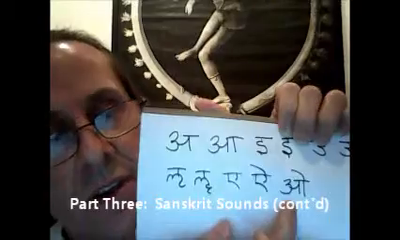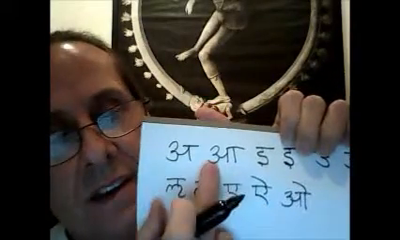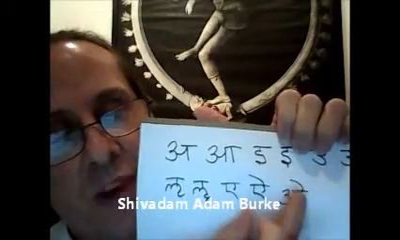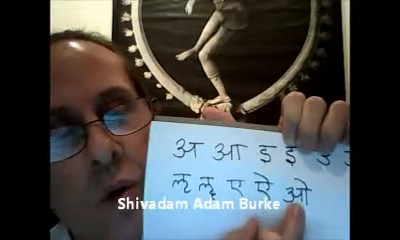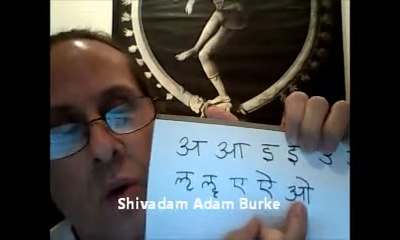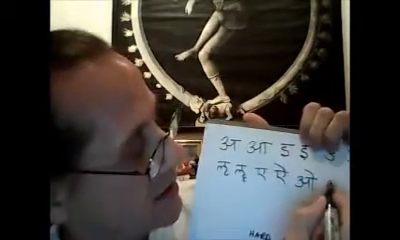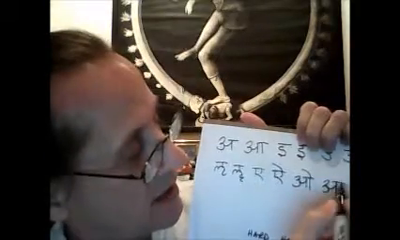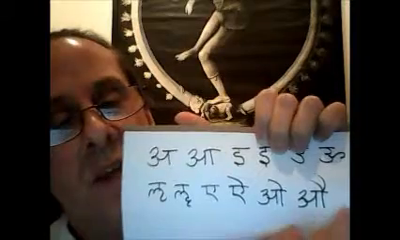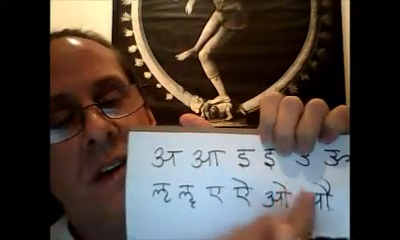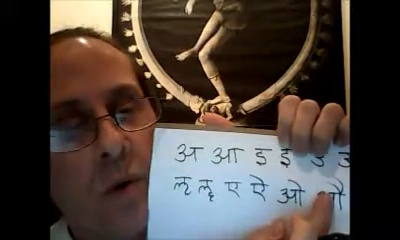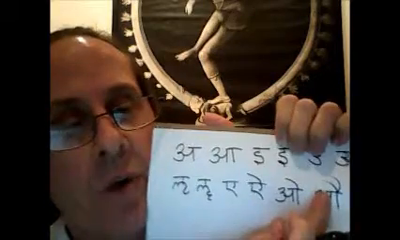This one, you'll notice, looks like ah, but it's got this mark above it, and it becomes O, just like our letter O. One further modification by putting two of those things on top, and it becomes owl. A-U. Owl.